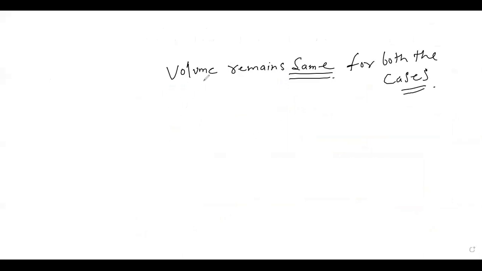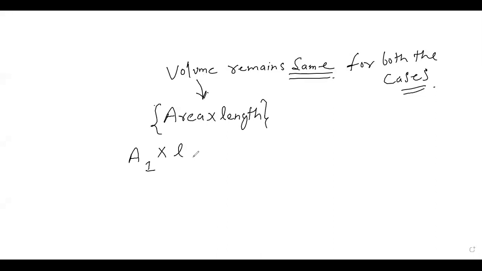Can you tell me volume in terms of area and length? Area into length I am talking about here. This corresponds to my volume. That means area of cross section of the initial wire multiplied by the length of the initial wire will always be equal to area of cross section of the elongated wire multiplied by the length of the elongated wire. So in this way we can say that my volume is constant.